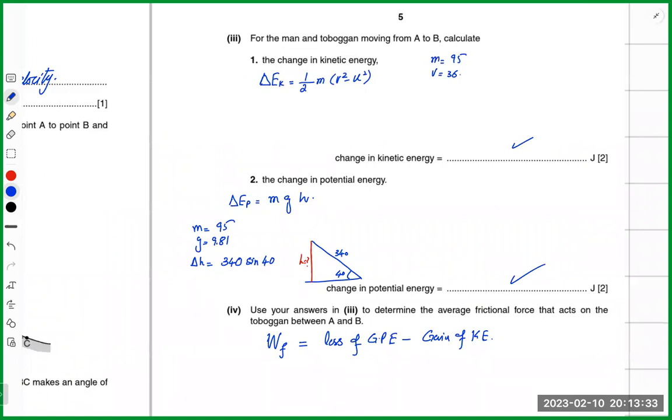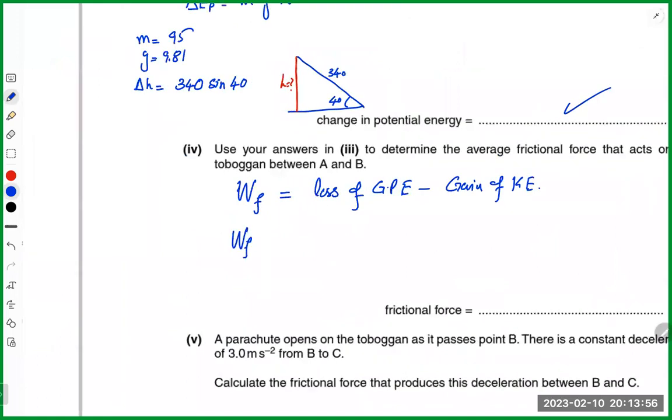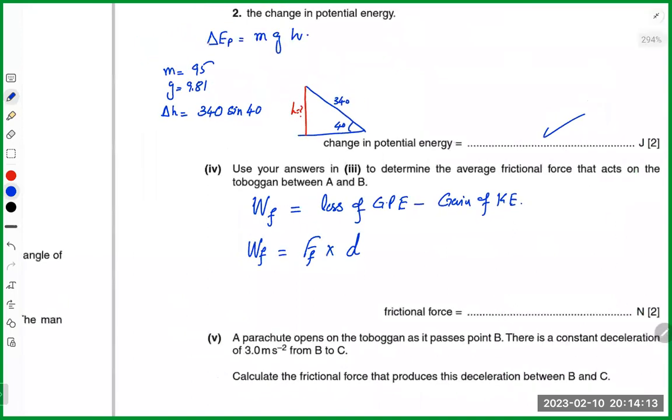Theoretically, they should match if there is no frictional force. But if there is a frictional force, loss of gravitational potential energy will be more and gain of kinetic energy will be less. It means some of the gravitational potential energy that is lost is converted to kinetic energy and some is converted to work done against friction. So we use this formula to find work done against friction first, and then work done against friction equals frictional force multiplied by distance moved. We know that distance is 340. Work done we can calculate from the previous calculation, and this is how we can find the average frictional force acting.